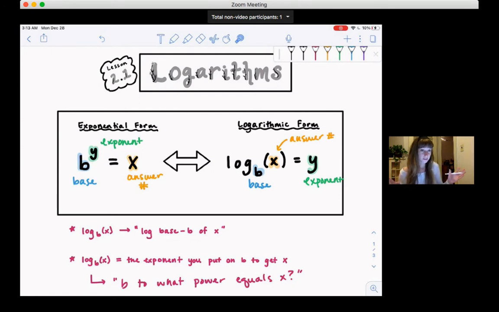Okay, I promise this is going to make sense when we do examples. So the first two things I want you guys to be able to do is to switch between these two forms. So if you're given this form, flip to this form. And if you're given this form, flip back to this form. So we're going to start by practicing that.